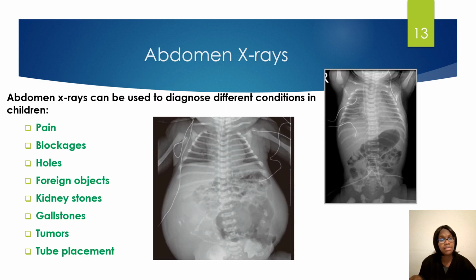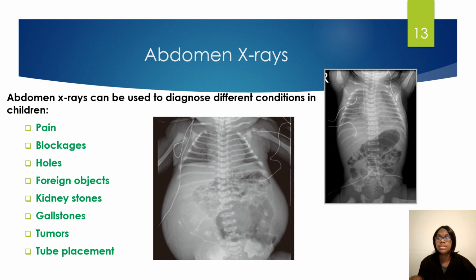And then you have your abdomen x-rays. So abdomen x-rays can be ordered to diagnose pain, blockages, holes, foreign objects, kidney stones, gallstones, tumors, to place a tube in the patient's abdomen to help with feeding. So this is an example.